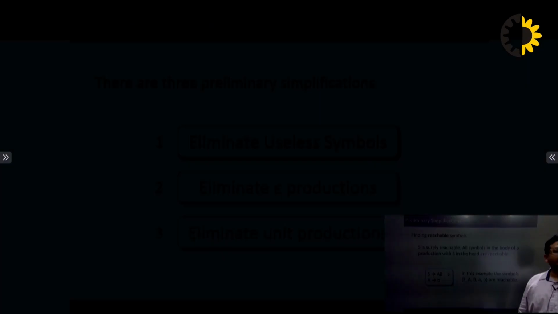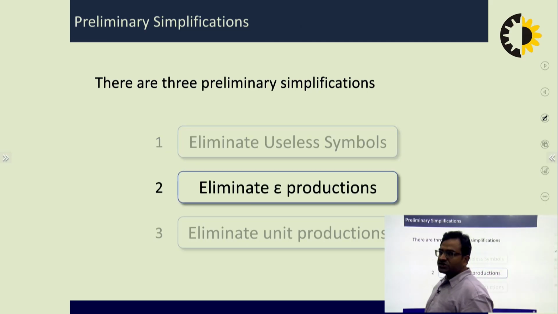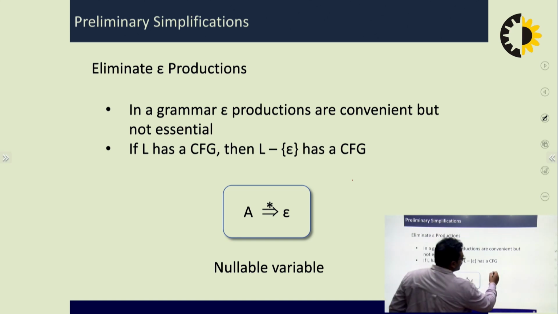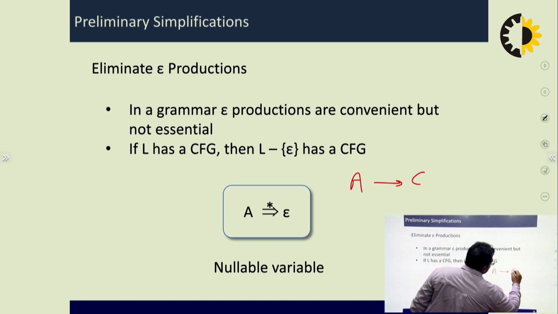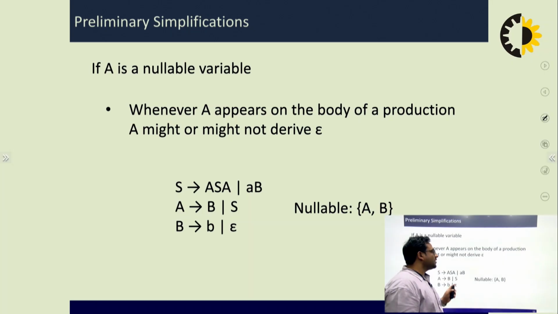Okay, next is eliminate epsilon production. What is epsilon production? If any production is in the form A tends to epsilon, that means a null production. So if you are solving any question and that question has an epsilon production, you have to remove it first.